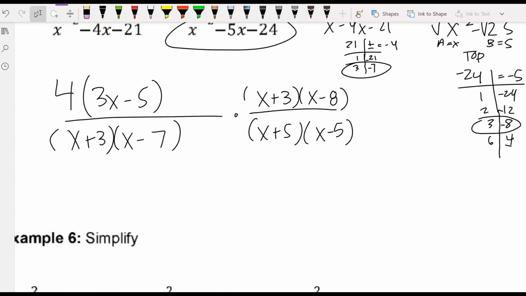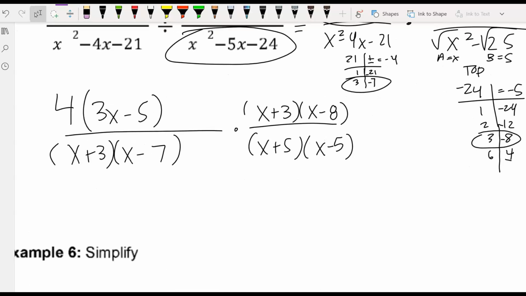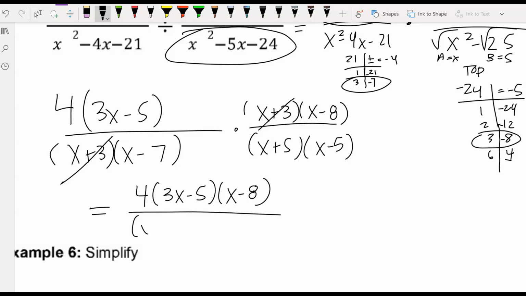All right, then we start canceling and looking over our factors. The only one that cancels is that x plus 3. So our answer is going to be quite large. (x - 8) all over (x - 7)(x + 5)(x - 5). So we can't cancel out the minus 5 because it's trapped with the 3x and the x. If that 3 wasn't there, then yes, we could cancel it. But since it has that 3, we have to leave it.